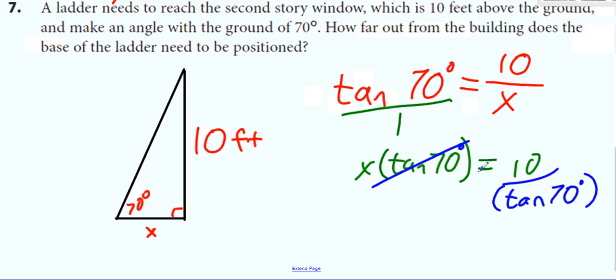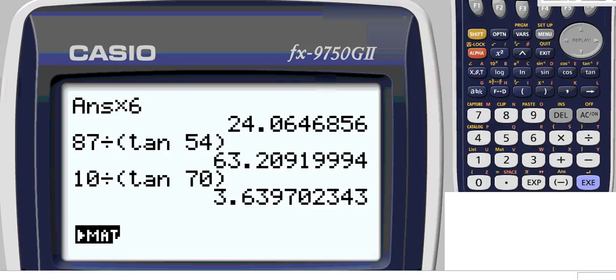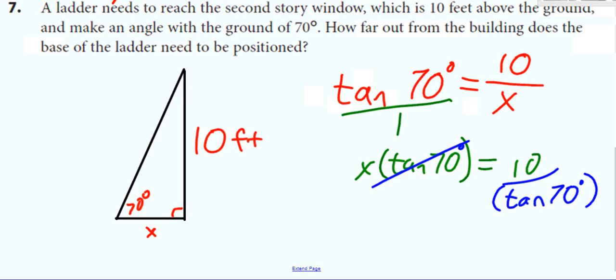So we just need to type that into our calculator. 10 divided by tangent 70. 3.64 about. It doesn't tell you how much to round, so let's just write that. X equals 3.64, and that would be in feet, because the other measurement was in feet.